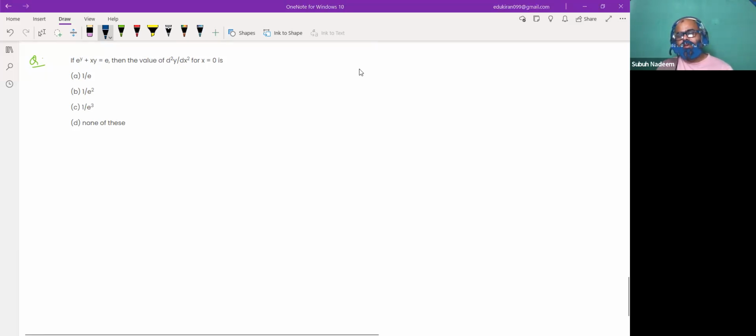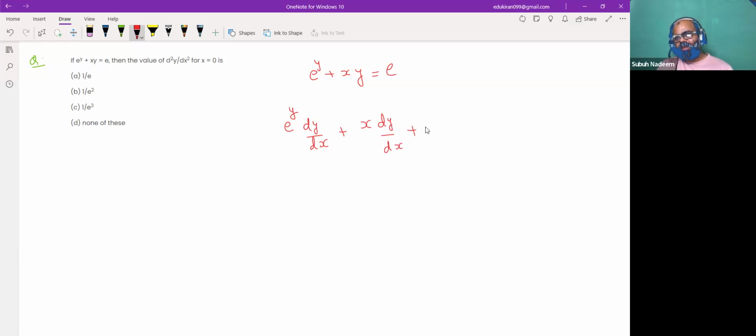So here also we will approach in a similar manner. We differentiate e to the power y plus xy equal to e, both the sides. So we'll get e to the power y dy by dx as its derivative. This will have product rule. So x dy by dx plus y dx by dx is 1 and differentiation of e is 0.